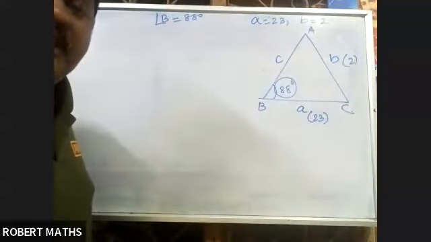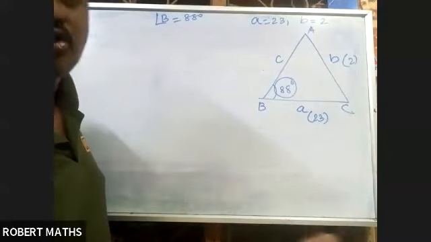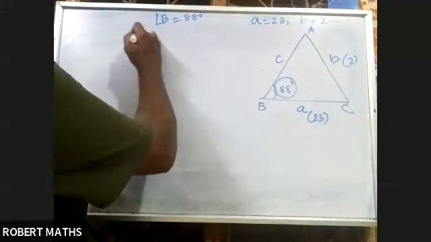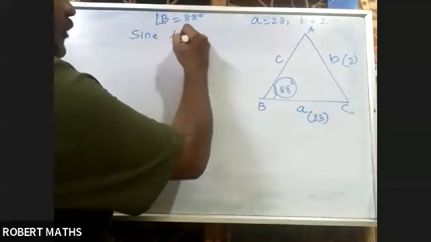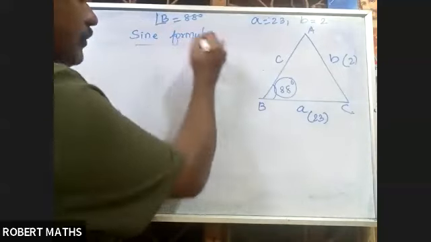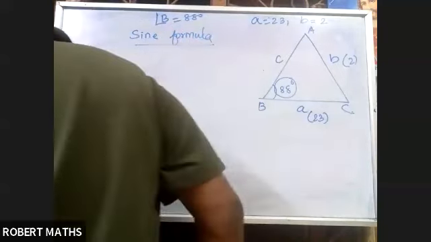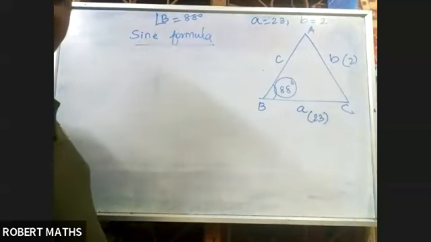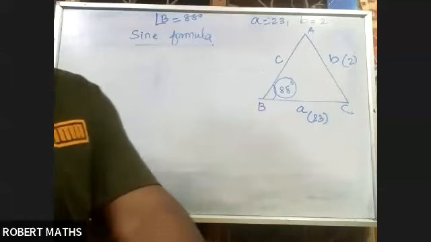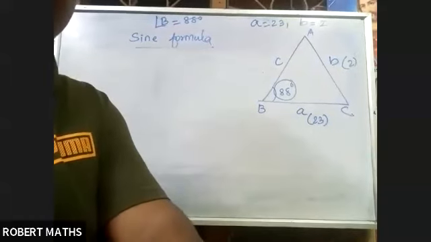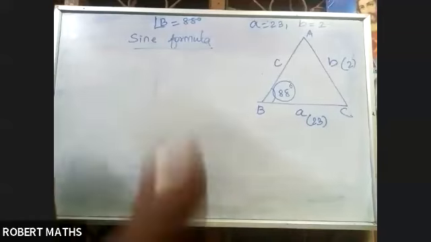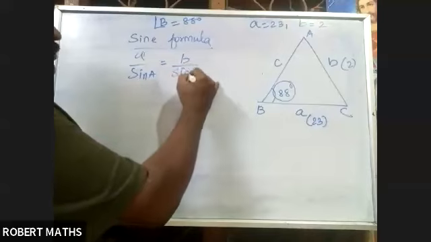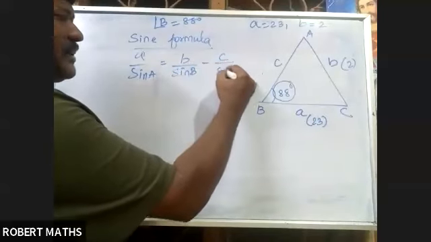So whenever one angle and two sides, or two angles and one side are given like this, you should use the sine formula. Anyone, what is the sine formula? In the last class we derived many problems. Tarika, what is the sine formula? a by sine A equal to 2R. a by sine A is equal to b by sine B is equal to c by sine C.